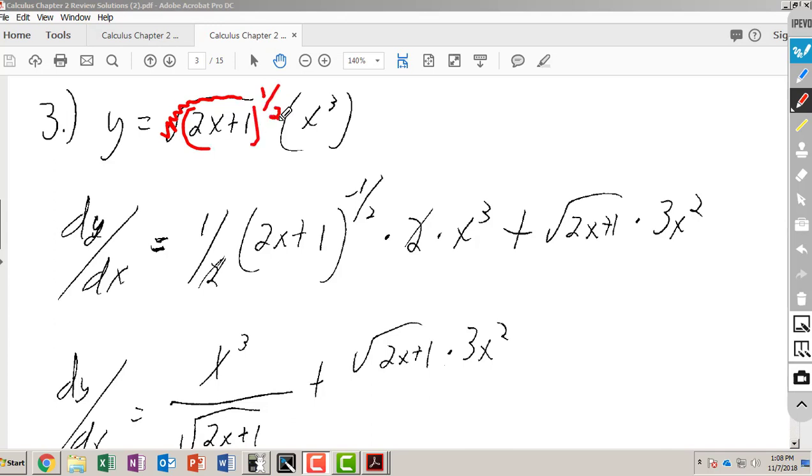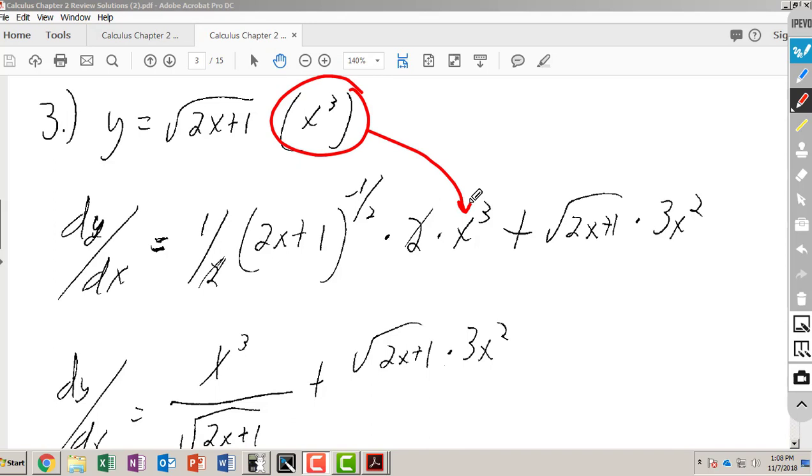So it might help me to remember my chain rule a little bit better, because here's my outer equation. So my outer equation would be 1/2 times 2x plus 1 to the negative 1/2. And then here's my inner equation, which is 2x plus 1. And so the derivative of 2x plus 1 is going to be 2. And now I'm going to leave my second equation the same. So that's times x cubed.